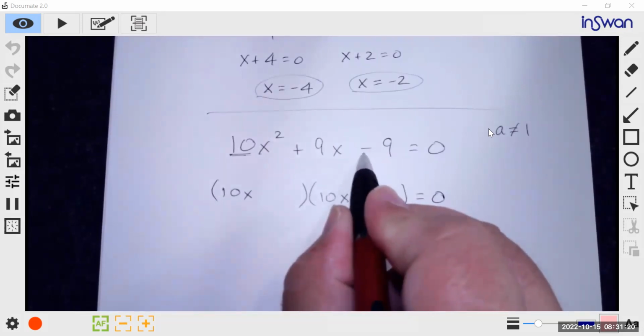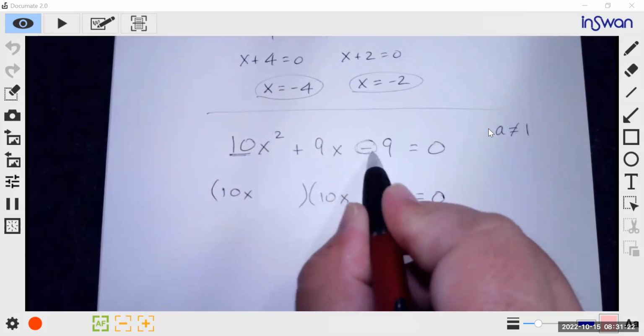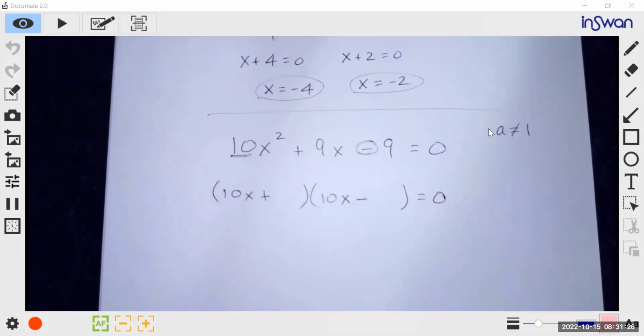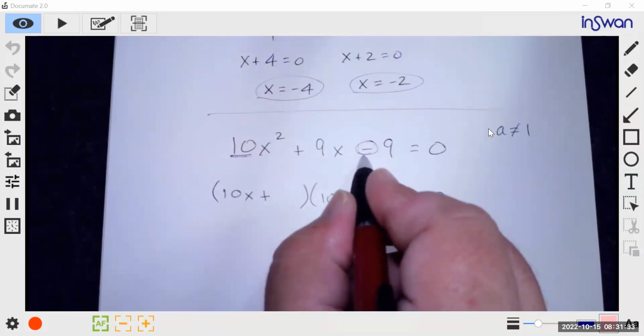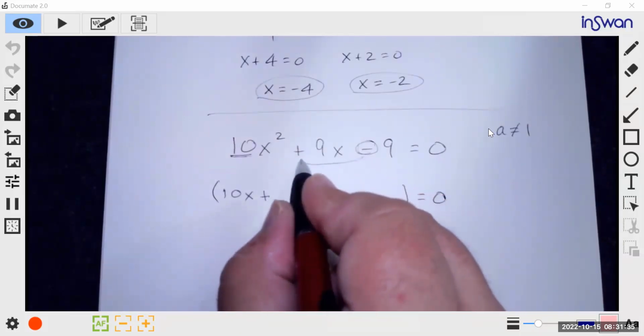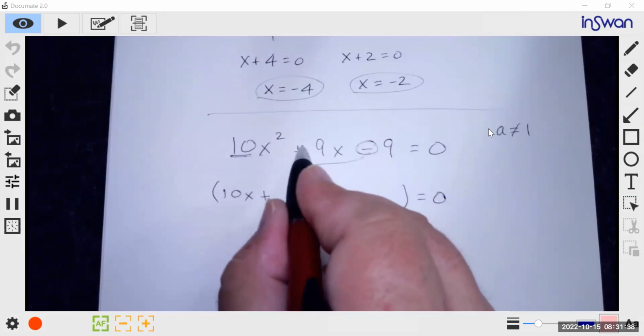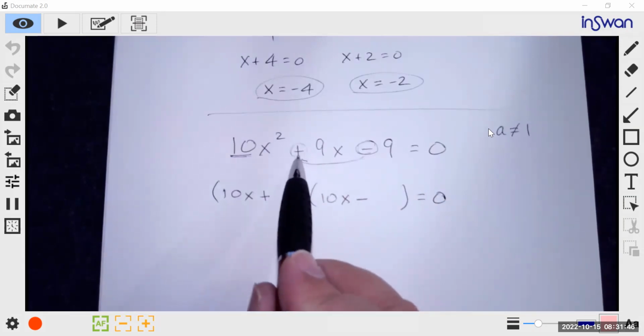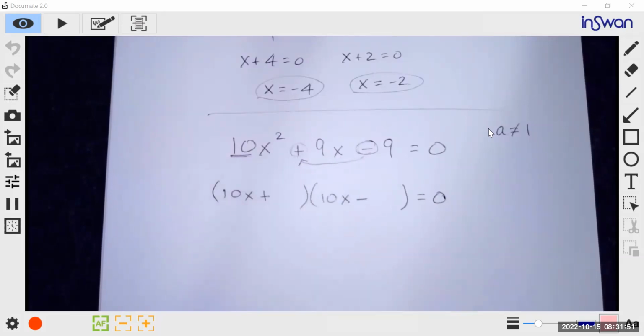The signs, do the same thing with the signs. Since the second sign is a minus, that means they're opposite. One's a positive, one's a negative. And since they're opposite signs, the bigger number gets the first sign. The bigger number, when we factor these things, gets the plus only because the first sign is a plus. If that was a minus, then the bigger number would get a minus. It's whatever the first sign is.